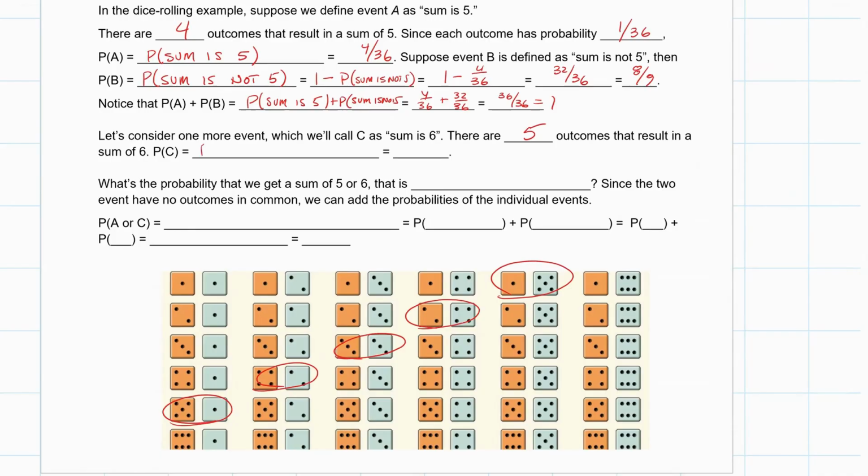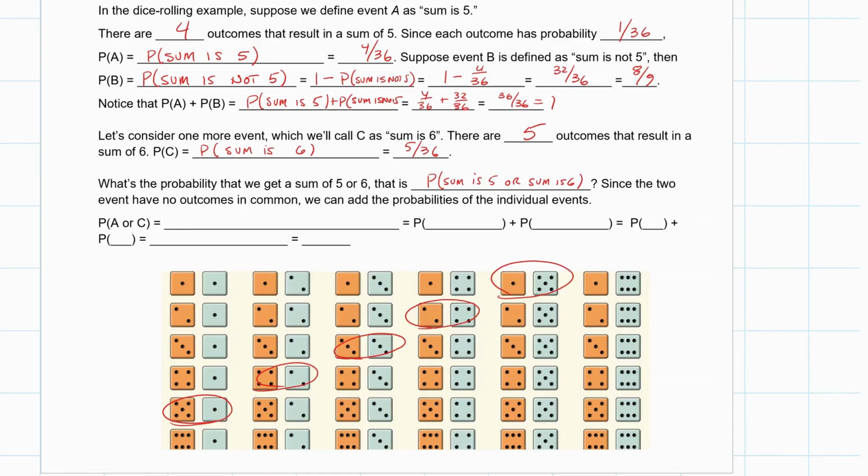So the probability of C, which is the probability that the sum is 6, would be 5/36. What's the probability of getting a 5 or a 6? That is, what is the probability the sum is 5 or the sum is 6?